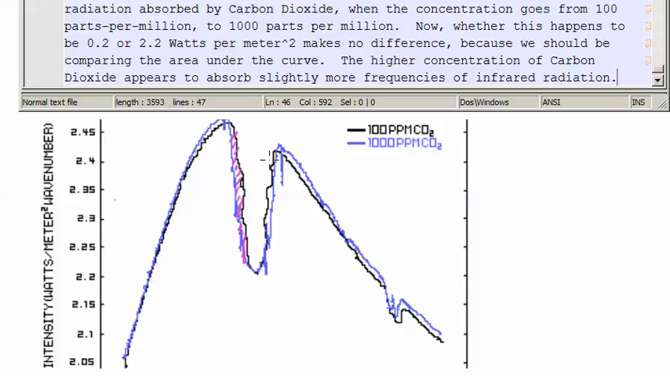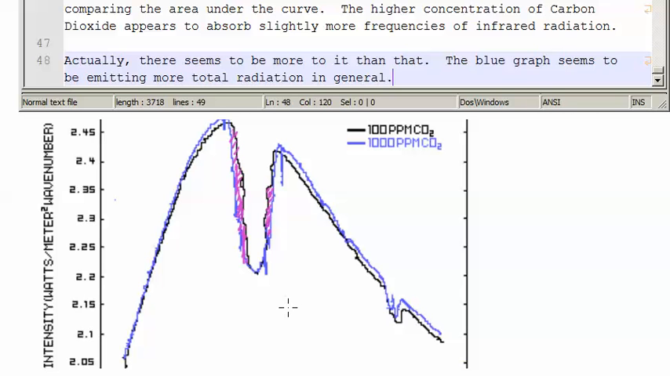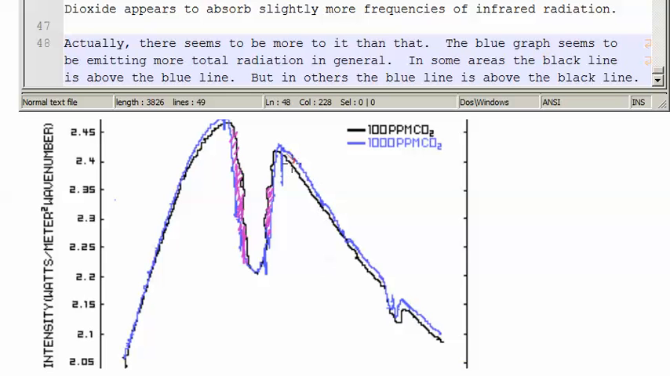The higher concentration of carbon dioxide appears to absorb just slightly more frequencies of infrared radiation. Actually, there seems to be more to it than that. The blue graph seems to be emitting more total radiation in general. In some areas, the black line is above the blue line, and I've highlighted those right there. But in others, the blue line is above the black line.